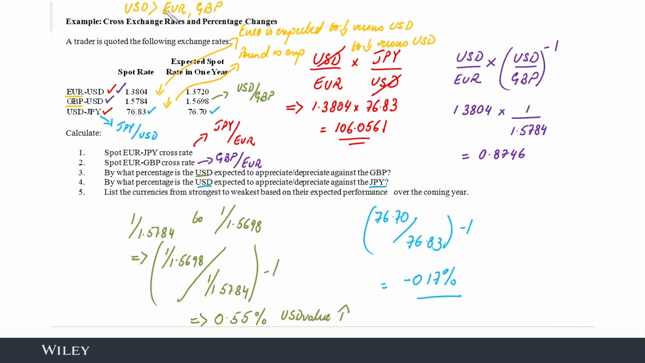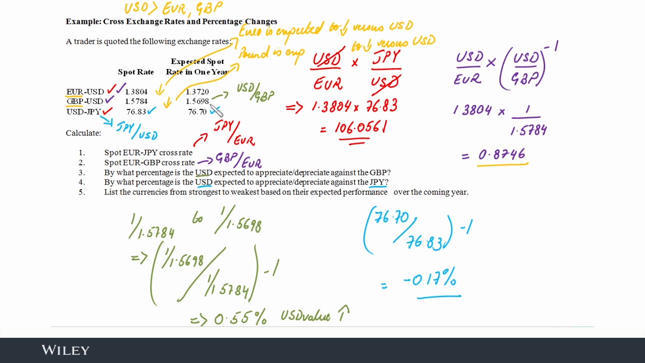Now let's evaluate which of these two is stronger, the euro or the pound, by looking at the euro-pound exchange rate. We determined the euro-pound spot rate in question 2. The euro-pound spot rate expresses the price of euros in terms of pounds. The price of euros in terms of pounds currently equals 0.8746. So what we do now is determine the expected euro-pound cross rate in 1 year.